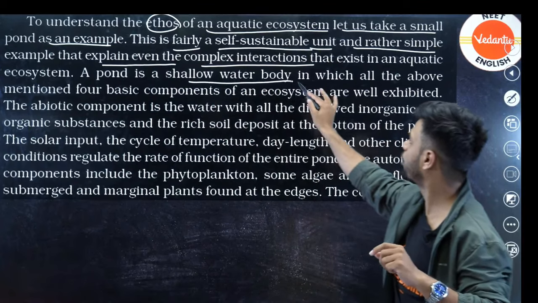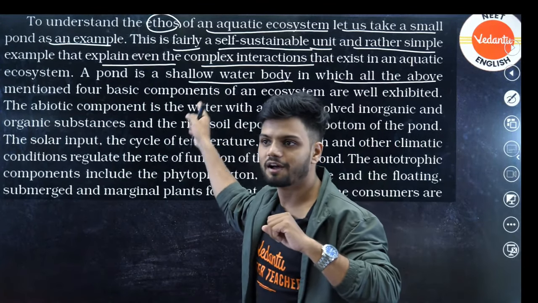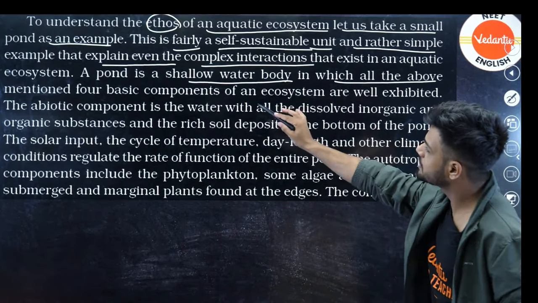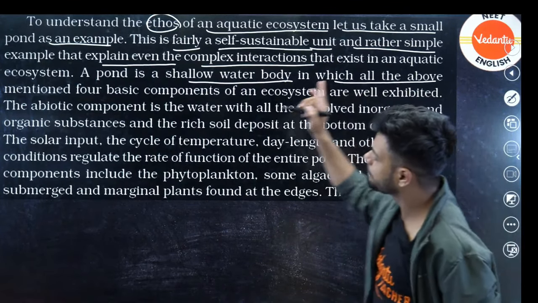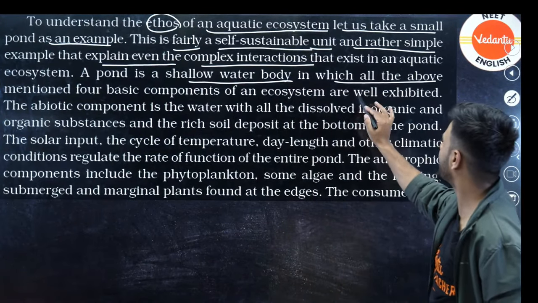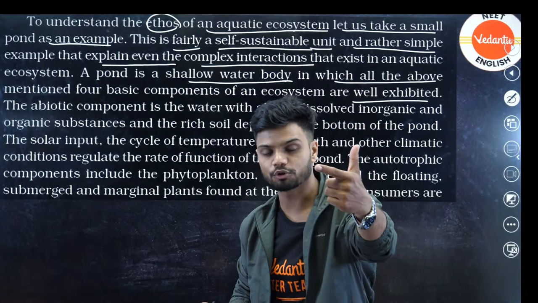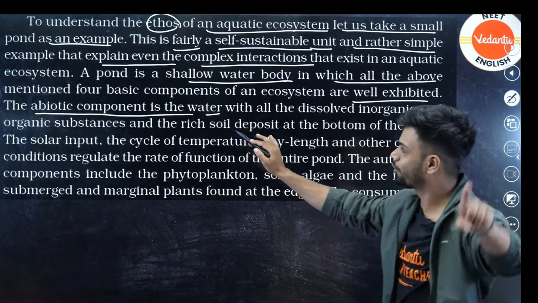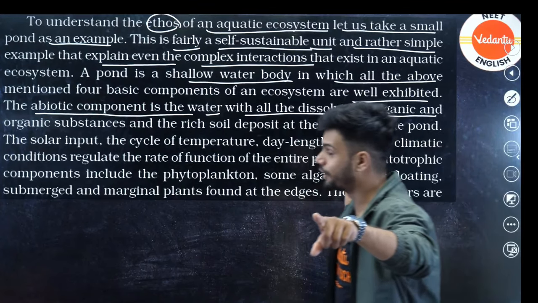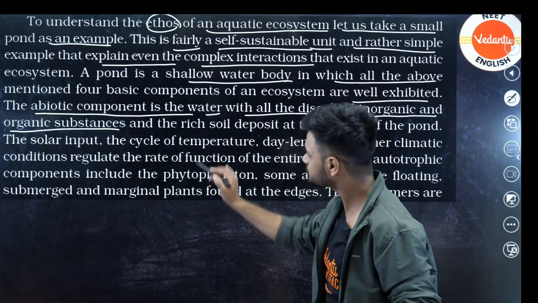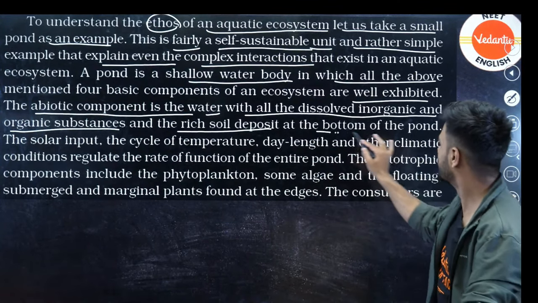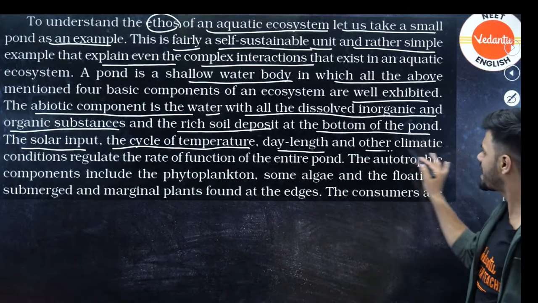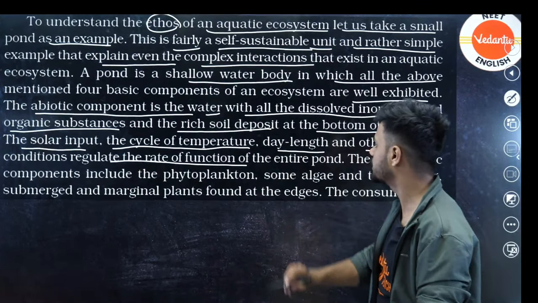A pond is a shallow water body in which, students, I'm reading these lines. When I'm reading these lines, remember the diagram which I drew. And understand the lines. It's a shallow water body in which all the above mentioned four basic components of an ecosystem are well exhibited. That is your productivity, decomposition, nutrient cycling, and energy flow. The abiotic components is the water, told you, with all the dissolved inorganic and organic substances, and rich soil deposits at the bottom of the pond. The solar radiation, solar input, the cycle of temperature, day length, and other climatic conditions regulate the rate of functioning of the entire pond.